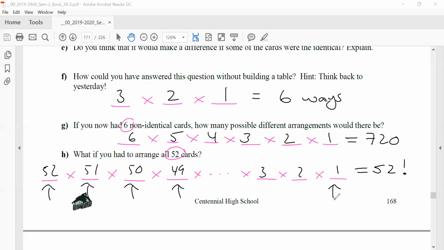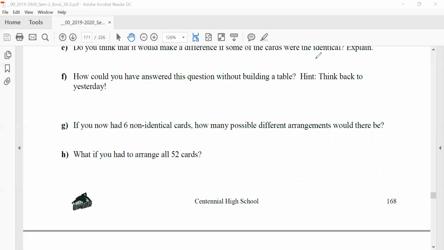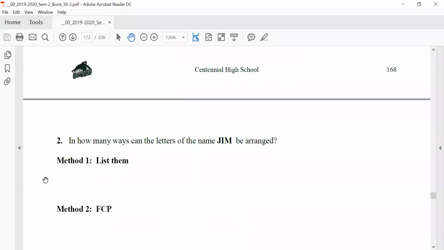You get 8.06 times 10 to the power 67. Yeah, you would probably spend most of your lifetime trying to arrange these cards in all the unique ways. Okay, so a factorial is a super slick way for us to write or figure out answers. That's the important part so far.